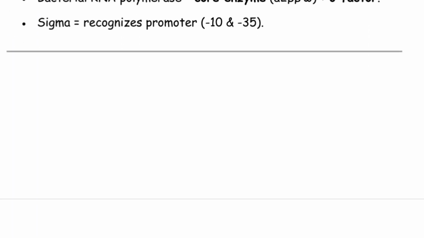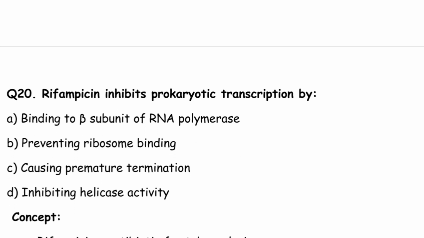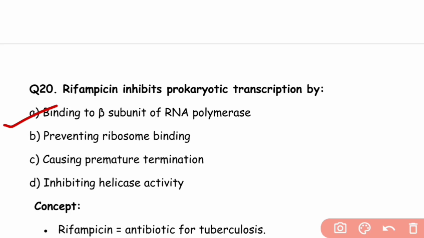Next question. Rifampicin inhibits prokaryotic transcription by A. Binding to alpha subunit of RNA polymerase, B. Preventing ribosome binding, C. Causing premature termination, or D. Inhibiting cellulase activity. Answer is binding to beta subunit of RNA polymerase.